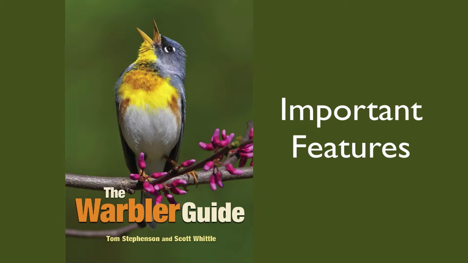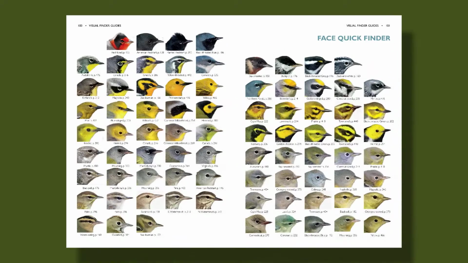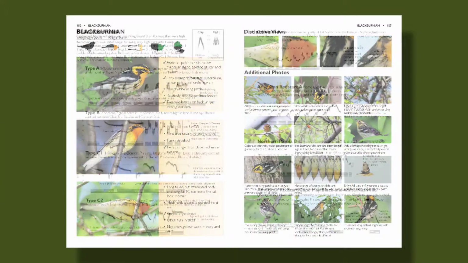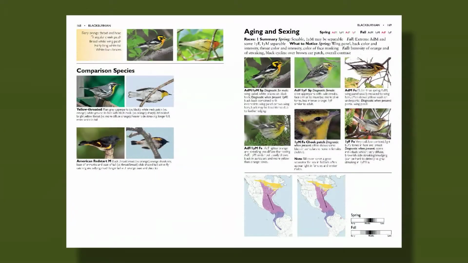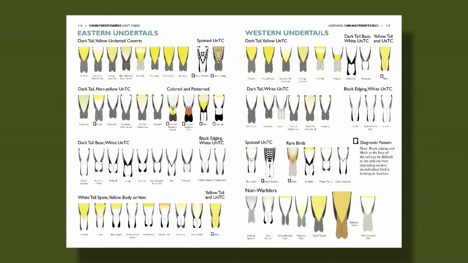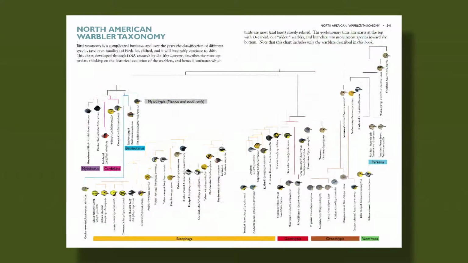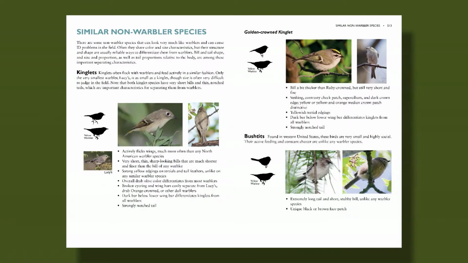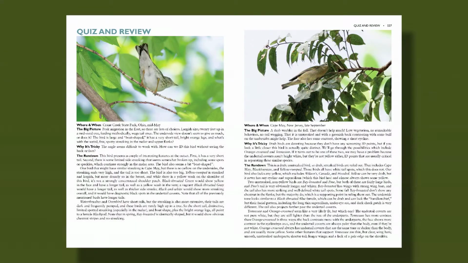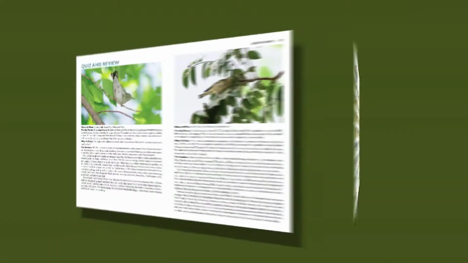Today, I'd like to talk about some of the exciting new features in our book, which include quick finders, full-featured species accounts, sonograms, comparison pages, undertail illustrations, and additional features such as taxonomy, hybrids, non-warbler species, and quizzes. We designed this guide to be as efficient as possible when identifying a warbler. One useful tool in this process is the quick finders.